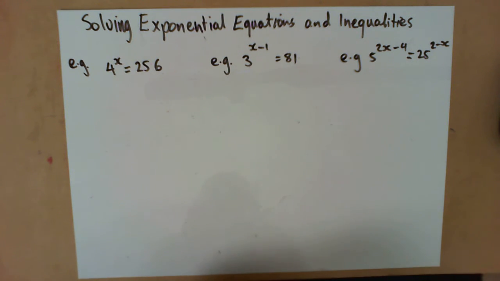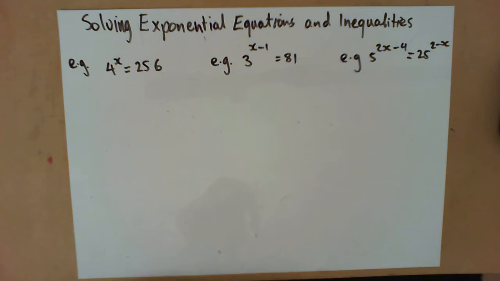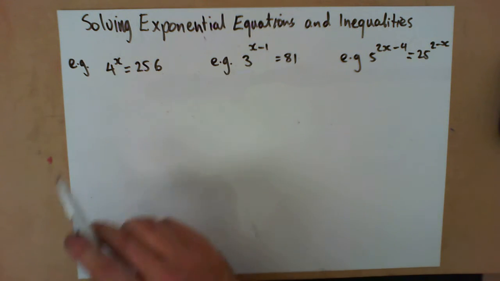Okay, in this video we're going to look at solving exponential equations and inequalities. This is really best demonstrated with some examples. So what we've got here is 4 to the power of x equals 256, and we're going to work out what x is equal to.